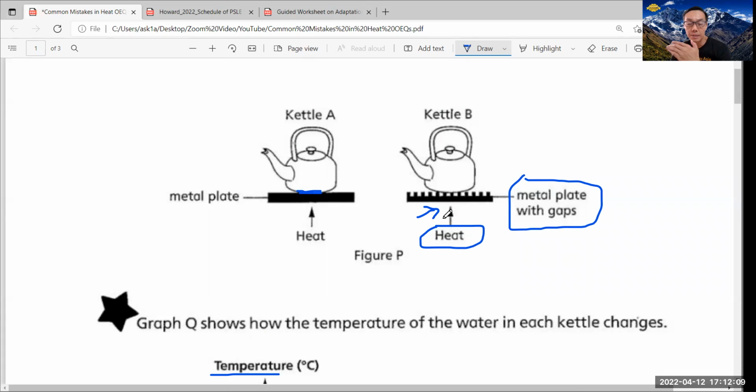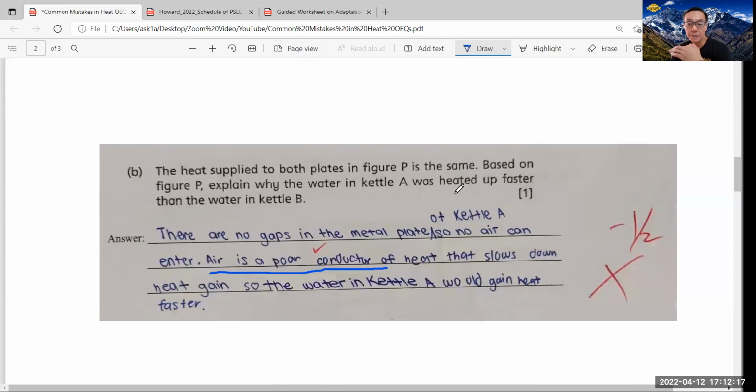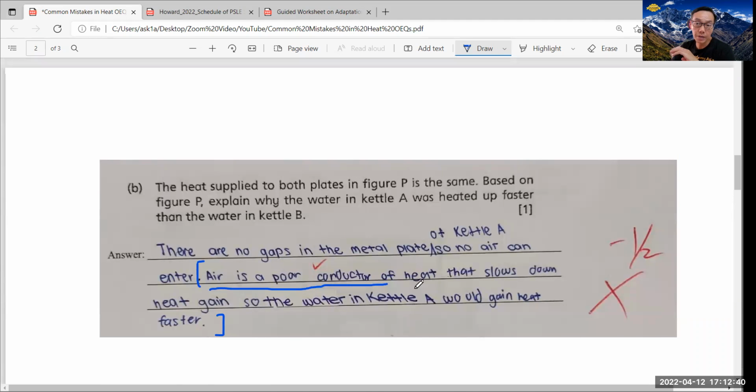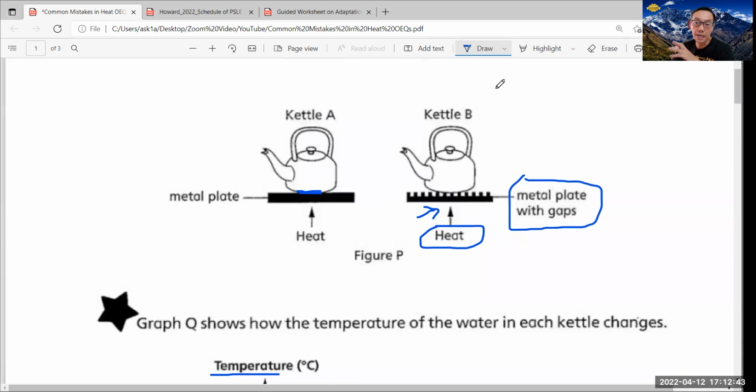Because of this air gap, the heat from the heating plate is not so easily conducted to the kettle. So actually, if you examine these questions, air is a poor conductor of heat that slows down heat gain, so the water in kettle A would gain heat faster. Okay, actually in this answer from here to here, the answer is not so perfect because if you examine, the student actually explained air is a poor conductor of heat, it slows down heat gain. He or she is actually referring to kettle B. But when she formed the conclusion, she formed it for kettle A.